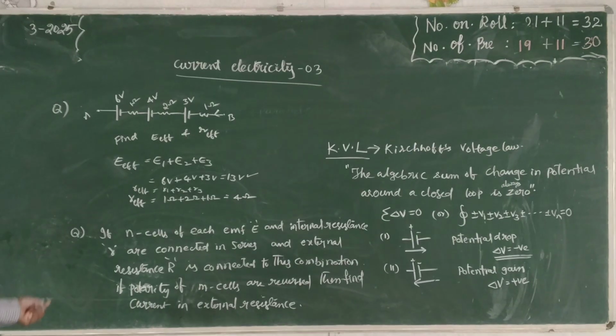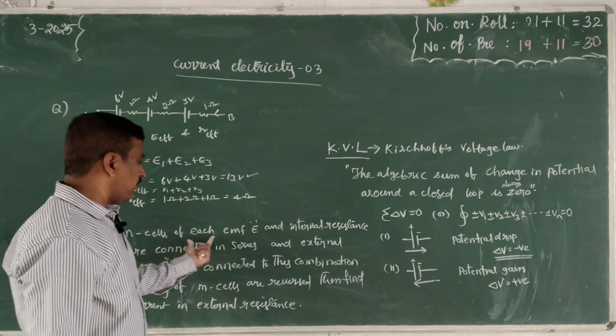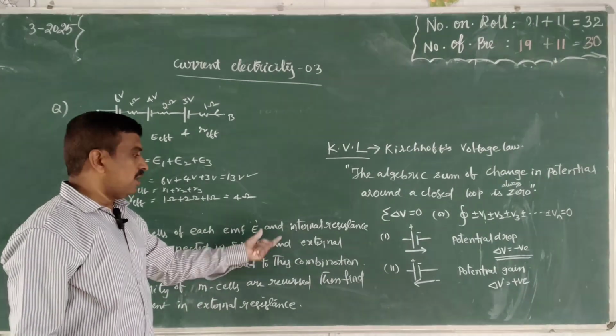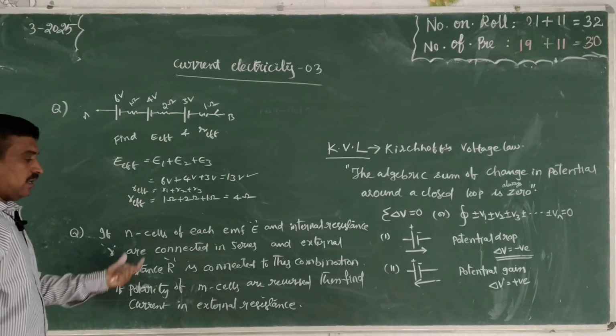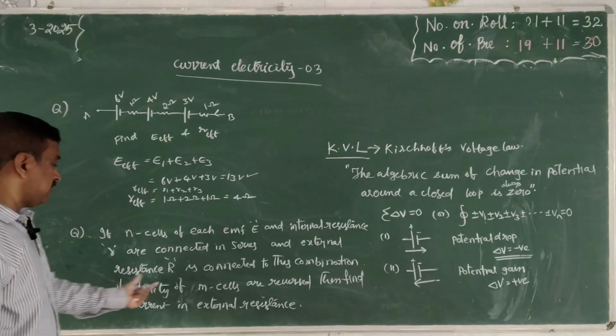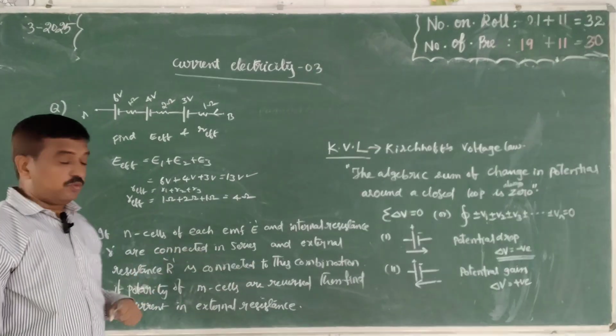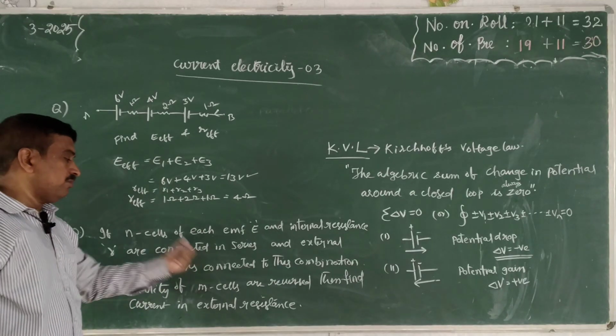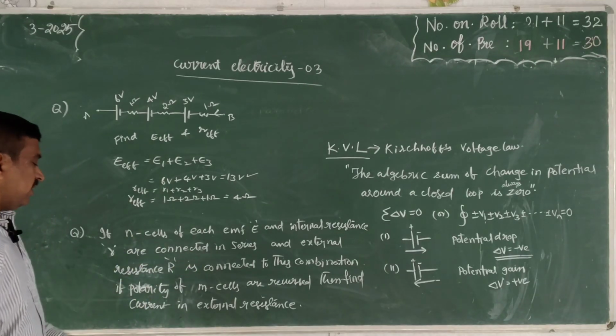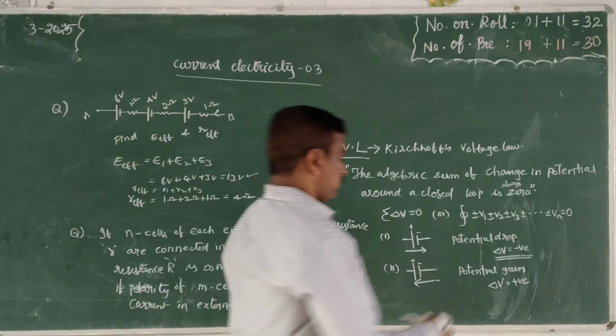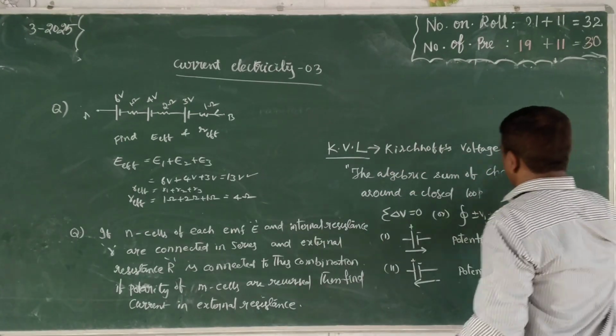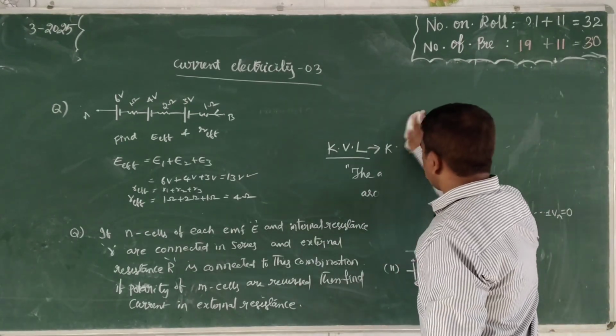See here, what is the problem now? If n cells of each EMF E and internal resistance r are connected in series and external resistance R is connected to this combination, and the polarity of M cells is reversed, then find the current in the external resistance. We want to find the current in the external resistance.